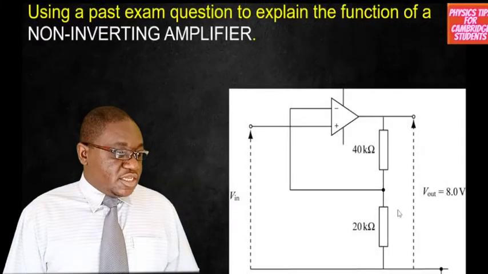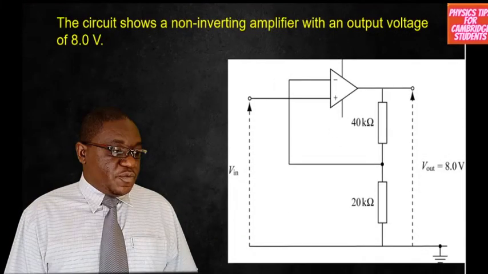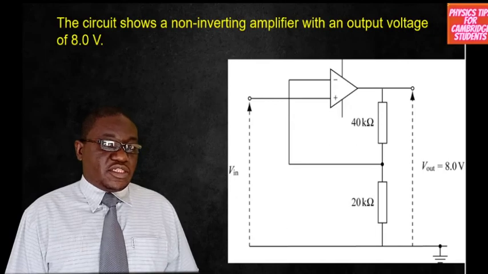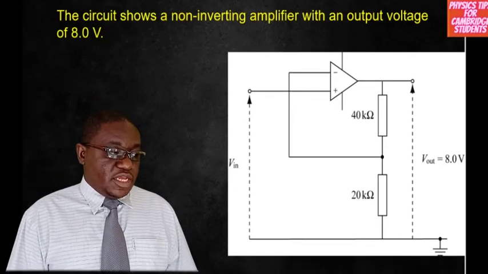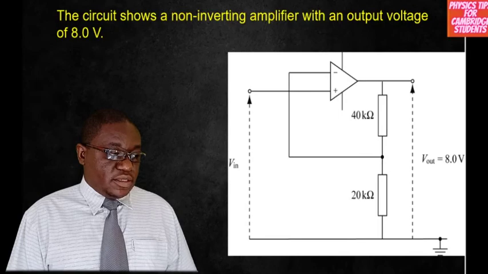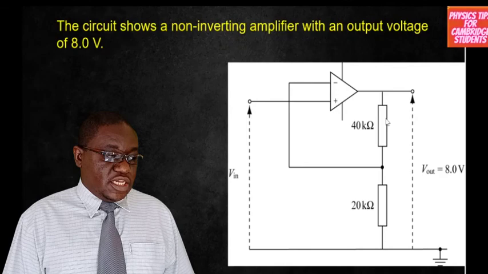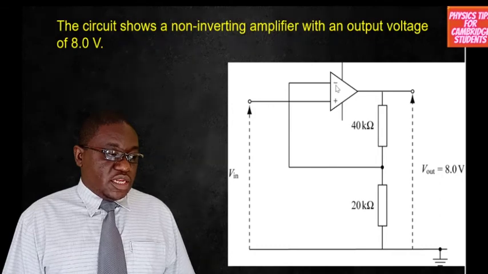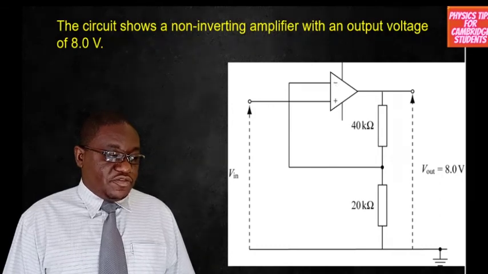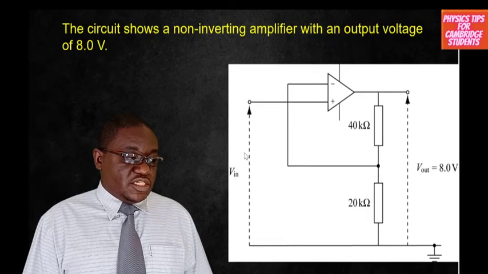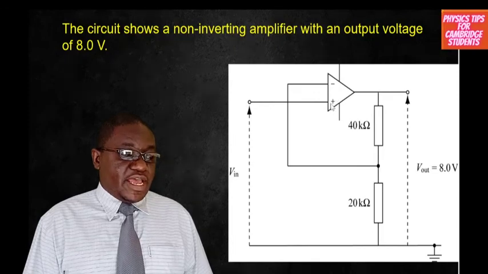Right, the problem reads: the circuit shows a non-inverting amplifier with an output voltage of 8.0 volts. The diagram there shows the amplifier. Now the two resistors, the potential divider, as you can see, feed into the inverting input, which makes it negative feedback because it's coming from the output. Now V in is going to the non-inverting terminal. That's what makes it a non-inverting amplifier.